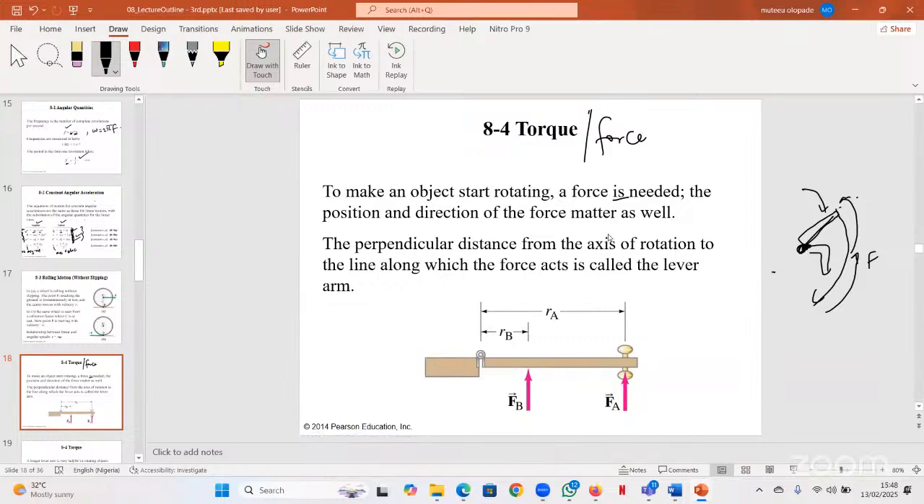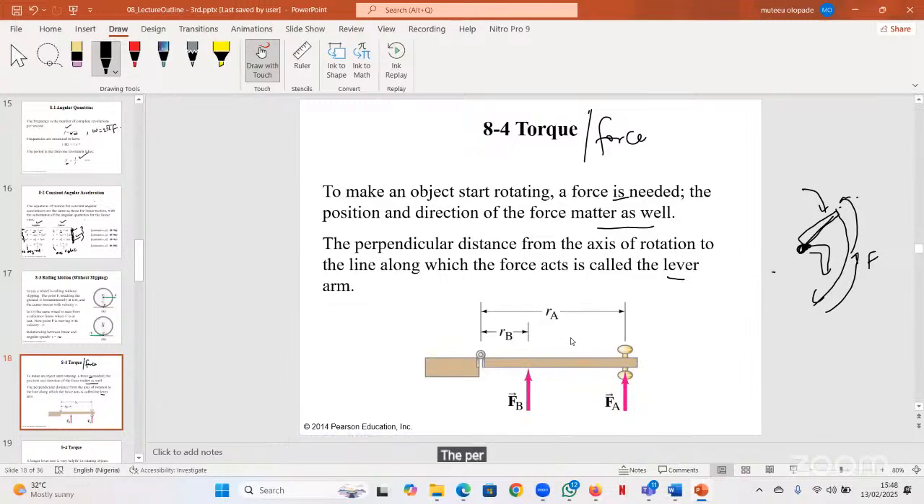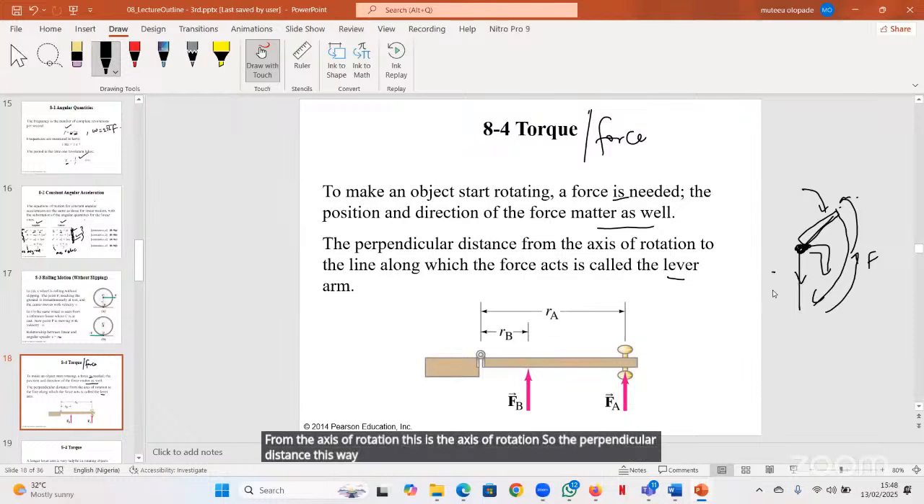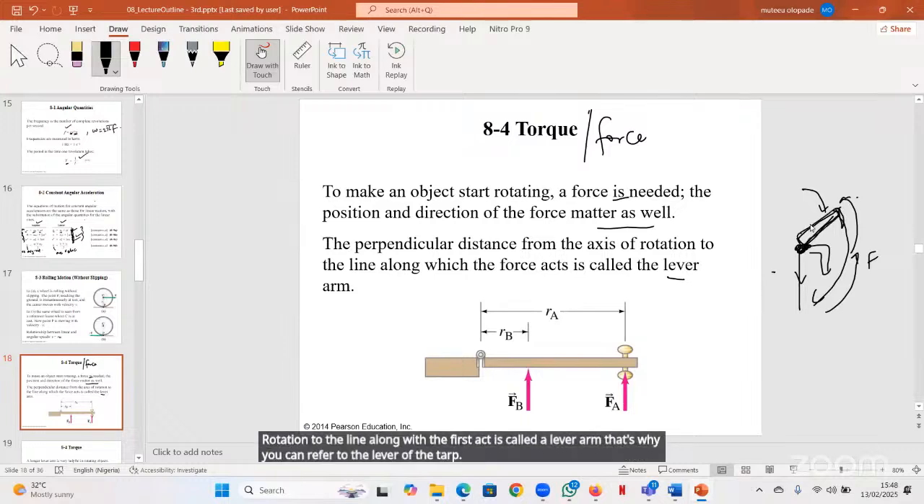So the position and the direction of the force matter as well. The perpendicular distance from the axis of rotation to the line along which the force acts is called a lever arm. This is the axis of rotation. So the perpendicular distance this way, from the axis of rotation to the line along which the force acts, is called a lever arm. That's why you can refer to the lever of the tap as a lever arm.